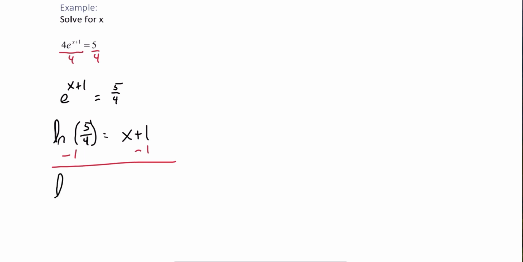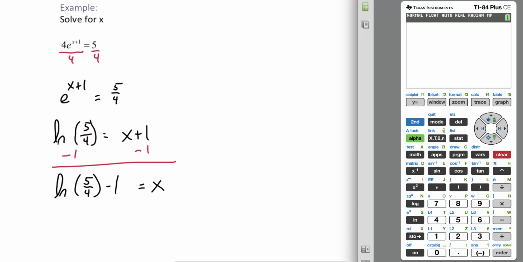From here, to isolate the x, we will subtract 1 on both sides, leaving us with the natural log of 5/4 minus 1 equals x. From here, we can check using the calculator.